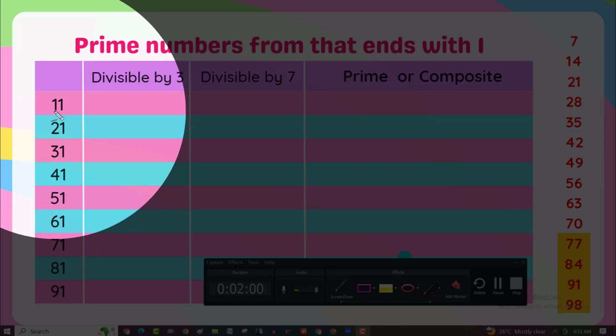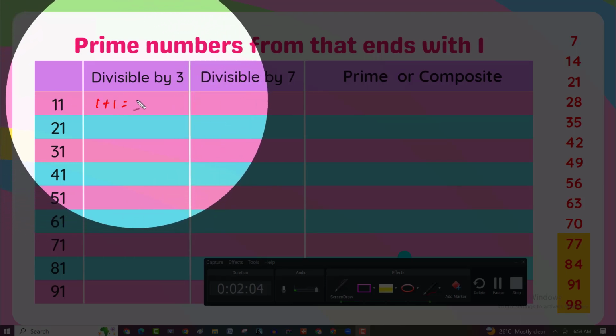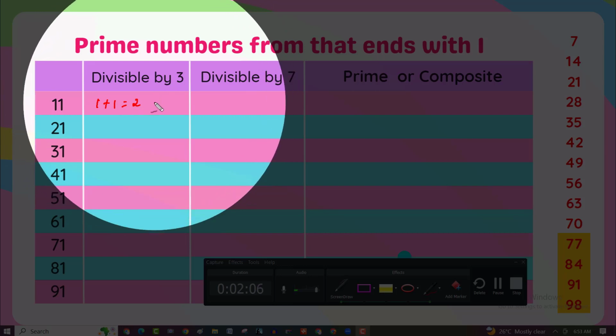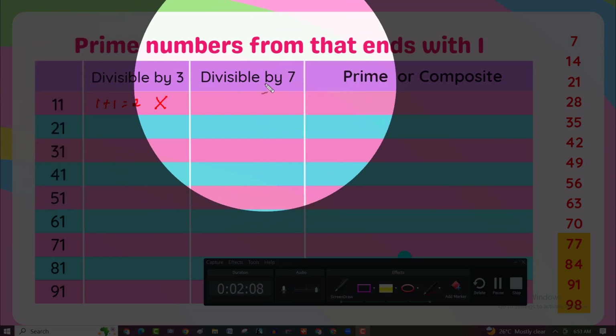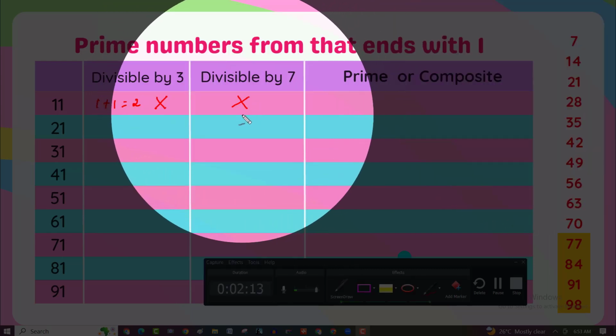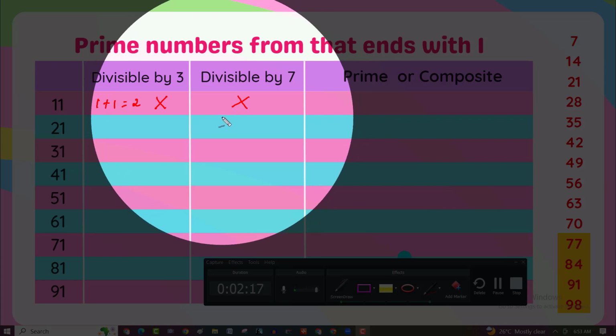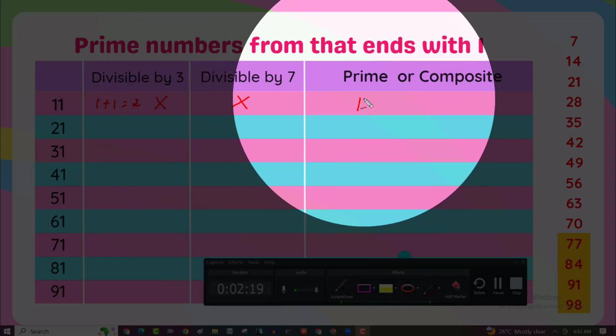Now you just check here, 11. Whether 11 is divisible by 3, you just add 1 plus 1 is 2. 2 is not coming in the third table, so it is not divisible by 3. Whether it is divisible by 7, it is not in the 7th table also. It is not. If it is not divisible by 3 and 7, then this number is prime.